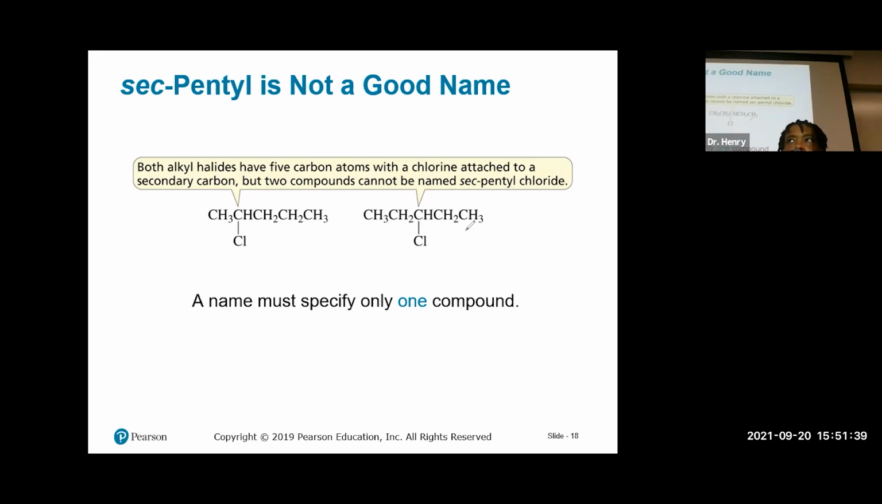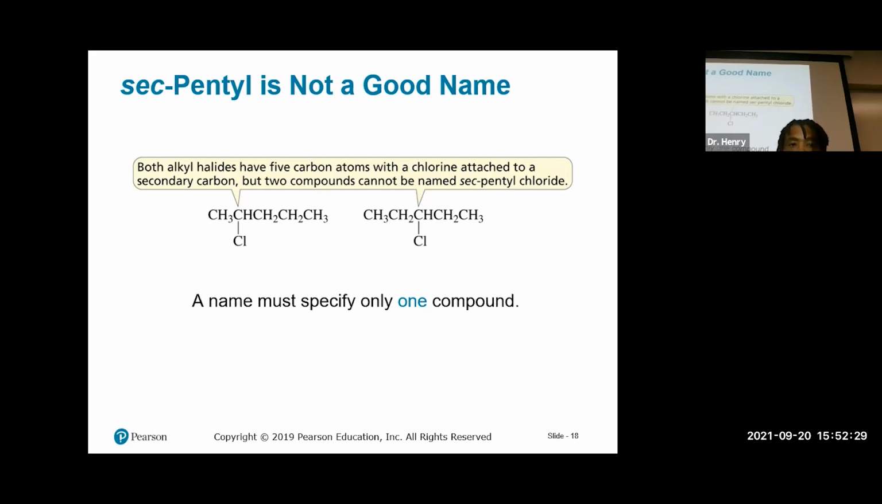Okay, so which one is the right one? Which one is sec-pentyl chloride? Exactly, right? Because you can't say which one is. And so that's why it becomes very difficult to use this system. Okay? So are you guys with me? So the common system became somewhat obsolete because things get more complicated, okay? So we're really limited on the use of common system, although they like to use it all the time, let me tell you.